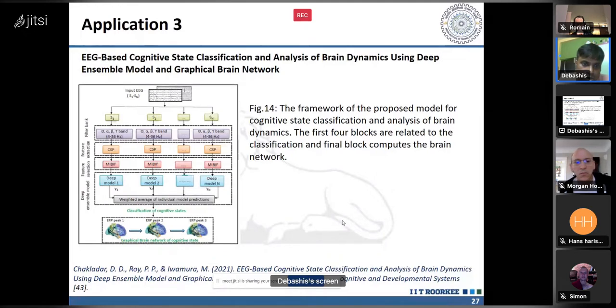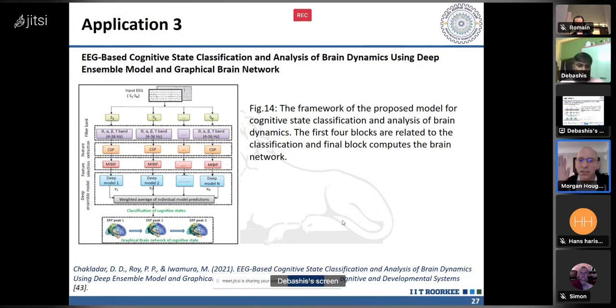You can see from the figure that the important features of all the subjects from the MIBIF are passed to the deep models. Then all the deep models are trained based on the important features, and the weighted average of the individual models' outputs predicts the output of the entire model.